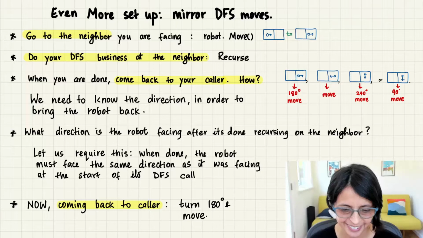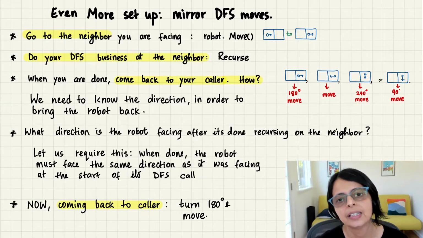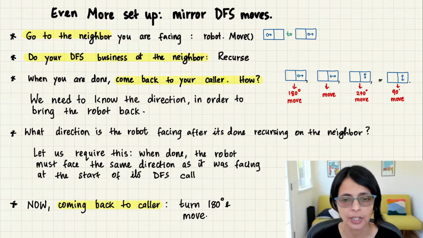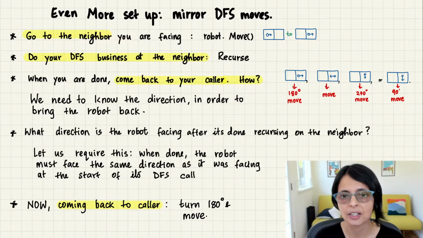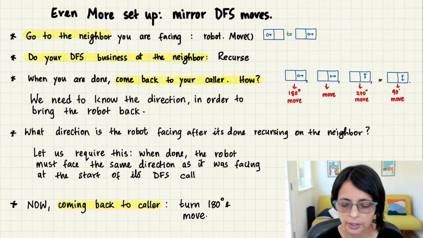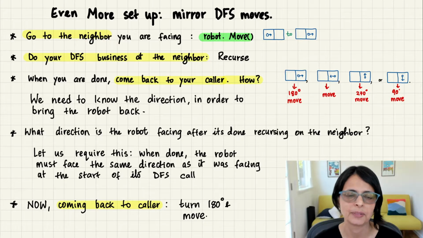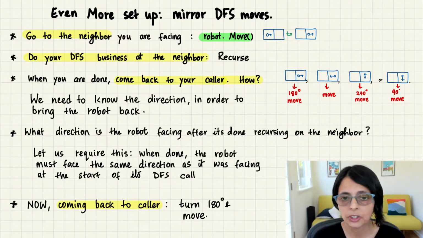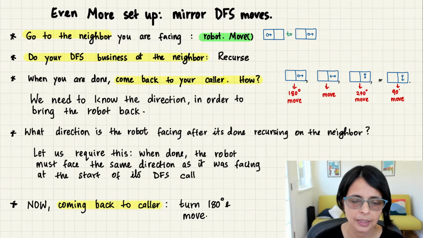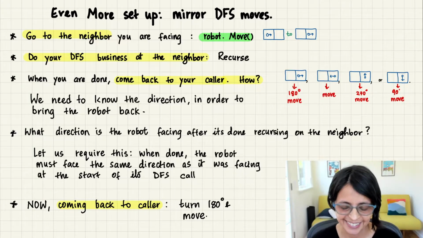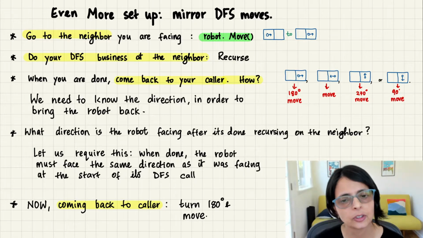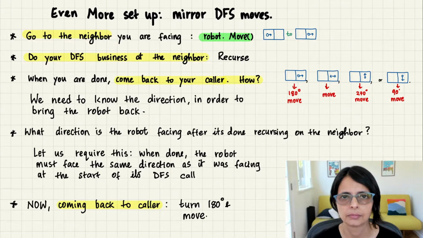Last bit of setup, okay? Mirroring DFS moves, not to take that part for granted. What are the DFS moves? Go to the neighbor. That's easy. If I'm facing the neighbor, all I have to do is robot.move and I go to the neighbor. Then what? Then you recurse. Do your DFS business at the neighbor. That we're going to let the leap of faith of recursion take care of. Then come back to your caller when you're all done.